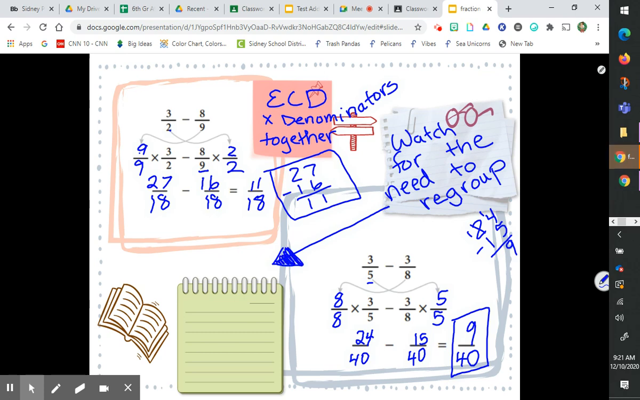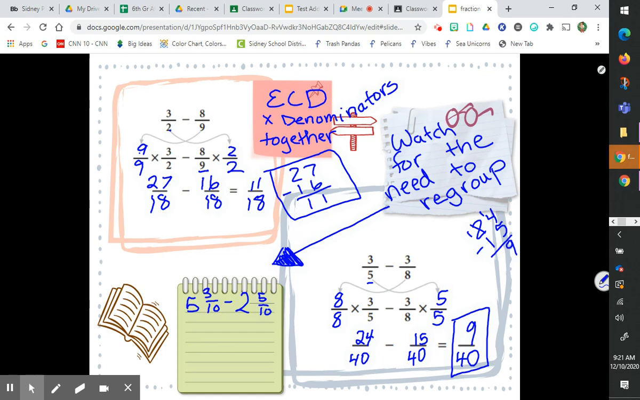Okay. So we'll just do, let's see. I'm going to do one that we don't have to find common denominators on. So let's go 5 3/10 minus 2 5/10.